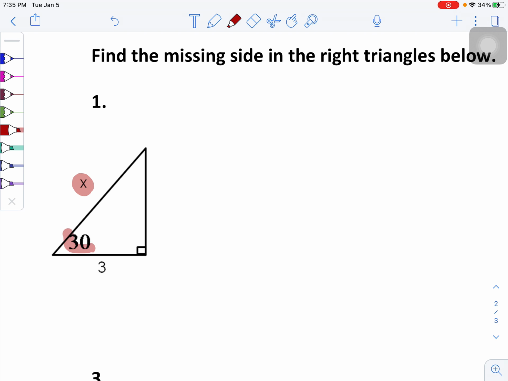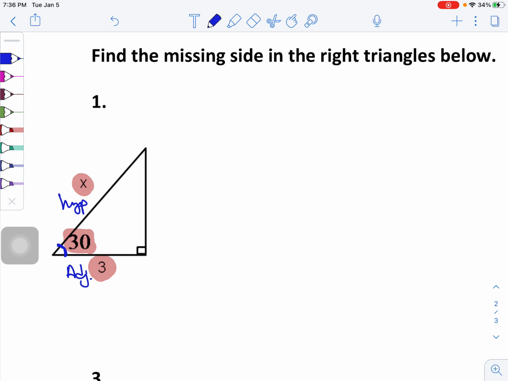And we know that we have a 30-degree angle here, and we know that this side is 3. So the first thing that I would do is, knowing that this is my reference angle, I want to label the two sides that I'm given. So here's my little right angle. So if I go across, x is actually the hypotenuse. This little side, which is labeled 3, is right next to the 30-degree angle. So this is my adjacent side.